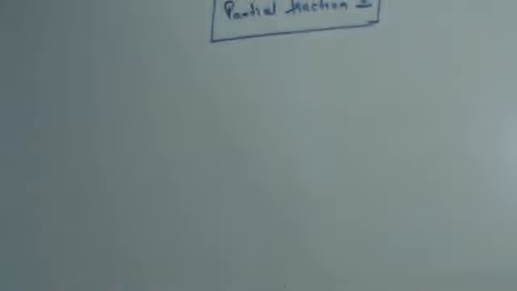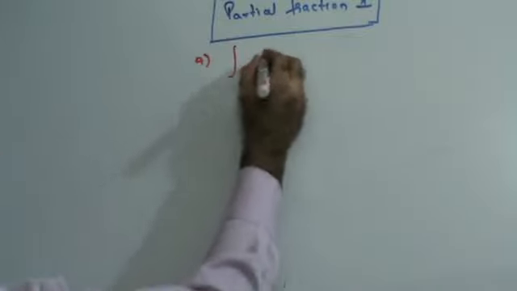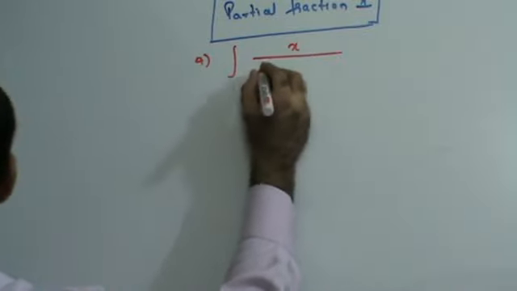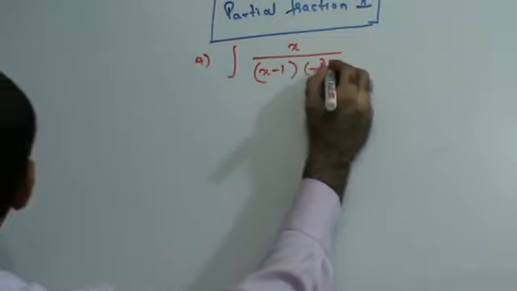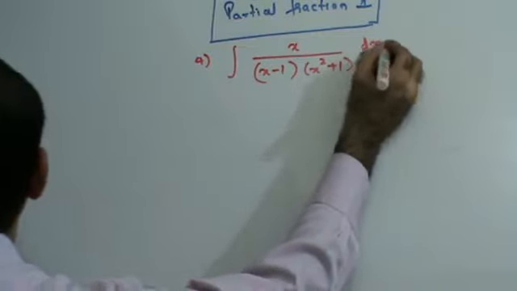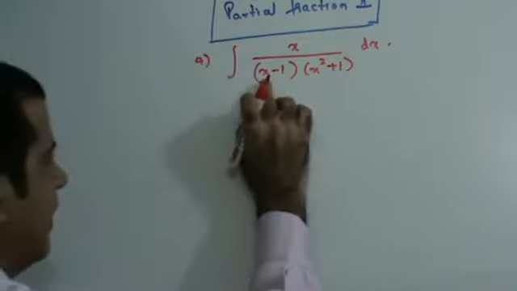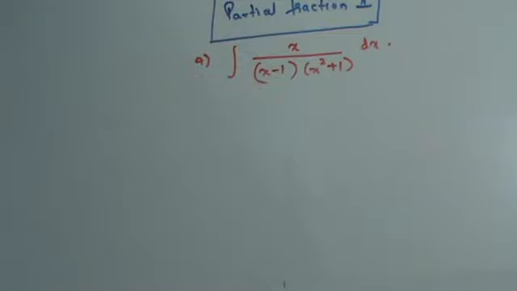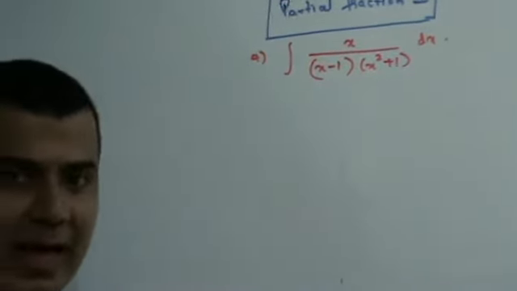Last sum to finish this chapter. Integral of x upon (x minus 1)(x square plus 1) with respect to x. Extremely nice sum. You have x square plus 1 where the whole factor is not repeated, but only a certain term of a factor is repeated. Generally we used to have (x minus 1) the whole square, that means the whole factor was repeated. Here you have only x square, that means only x is repeated.